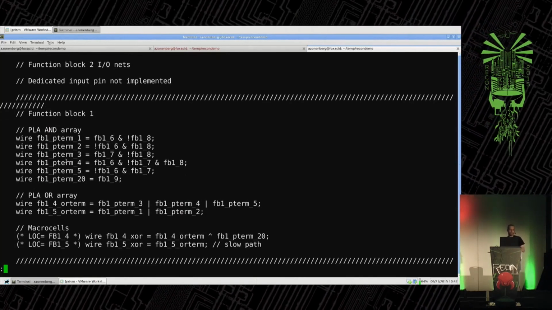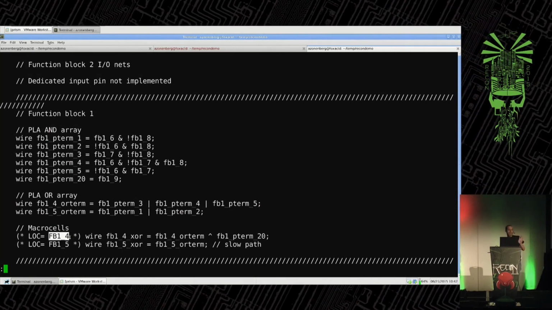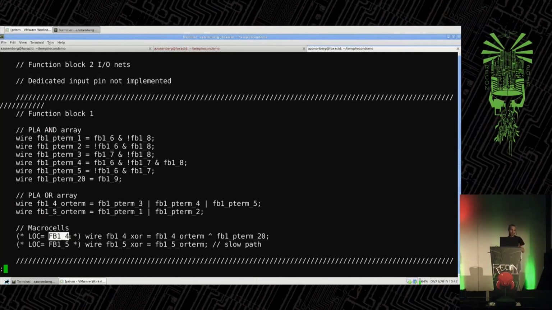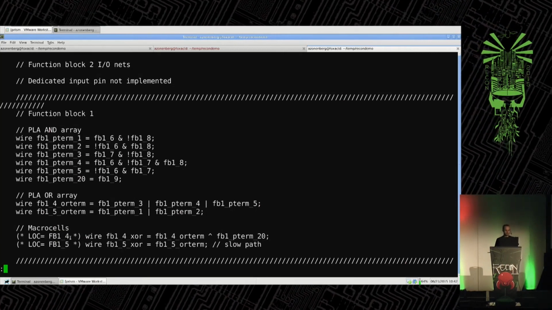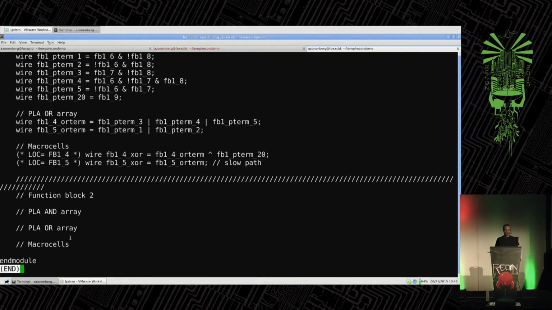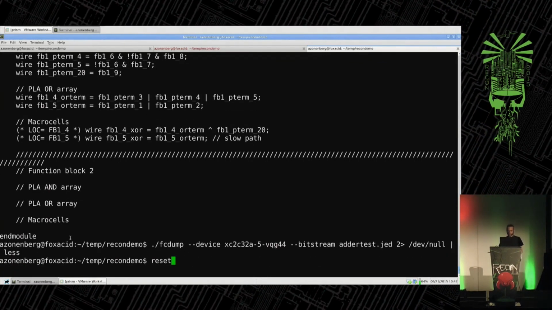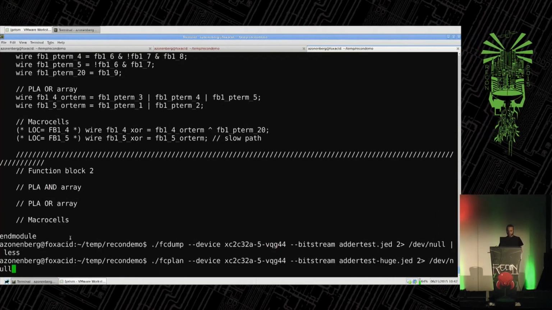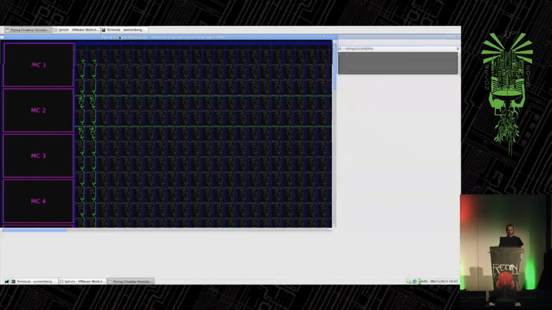I actually just found a bug last night here on the lock equals that should be quoted. So right now the output as formatted won't synthesize, but it would be fairly trivial to fix that and make it actually synthesize and work. And then I've got function block 2. There's not really anything in there. So now before we get to the questions, I'm just going to jump up to FC Plan and show you guys what the actual structure looks like in the floor planner.